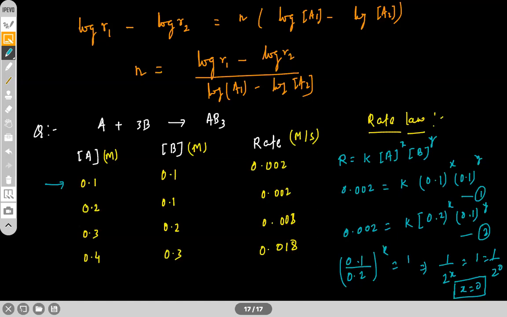But in the competitive exam, since A concentration is getting doubled, there's no change in the rate of the reaction. A is getting doubled, but the rate is the same. It is not changing. It means the rate is independent of the concentration of A. Since doubling the concentration of A won't alter the rate of the reaction, hence the order with respect to A is 0, x equals 0. Can we say that?